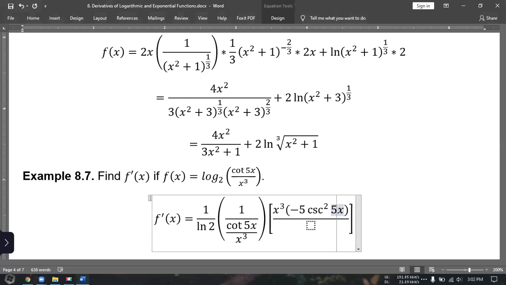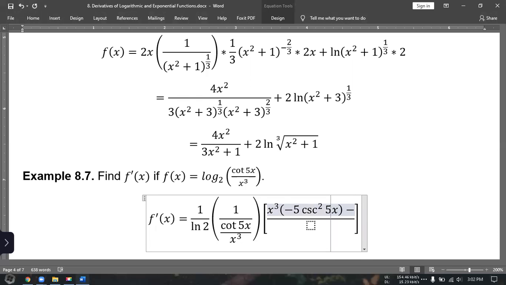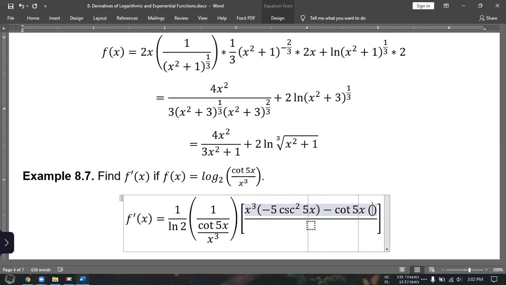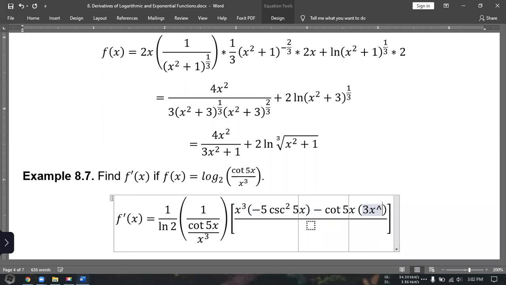Negative 5 cosecant squared 5x minus, copy the numerator, then differentiate the denominator. x cubed is 3x squared. And then all over x cubed squared. Simplify na lang natin. How can you simplify this?